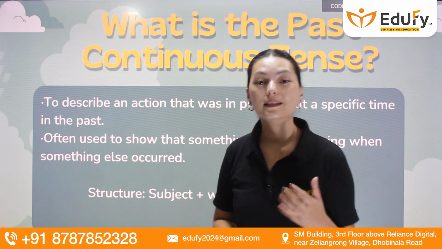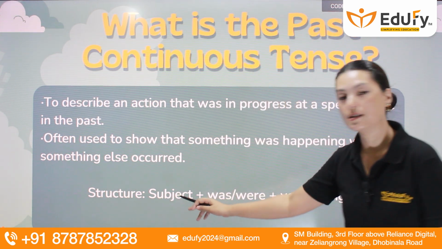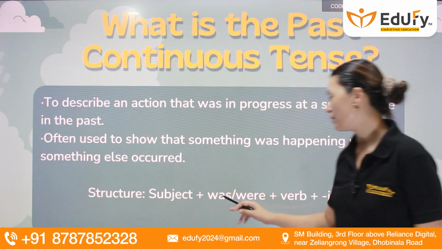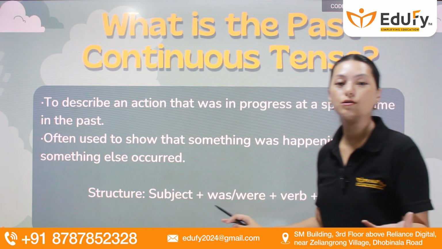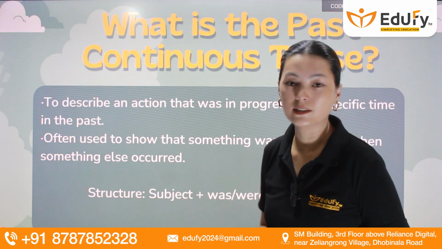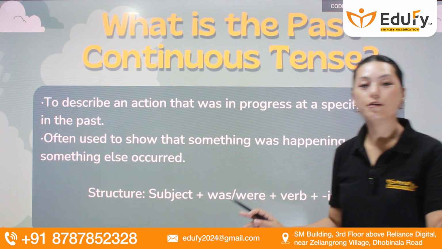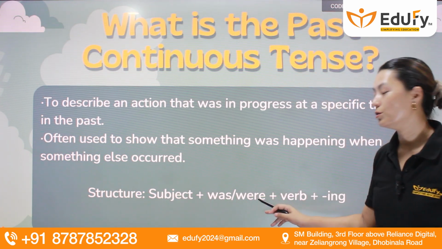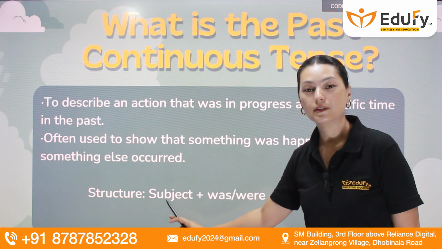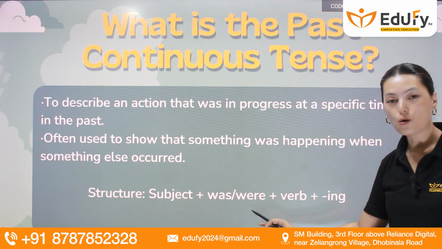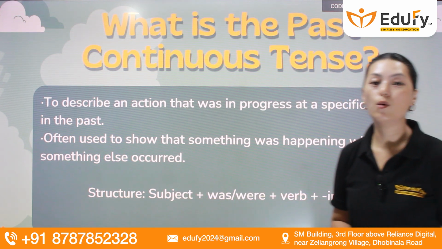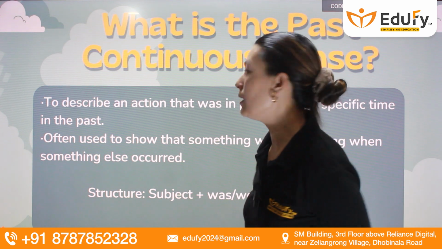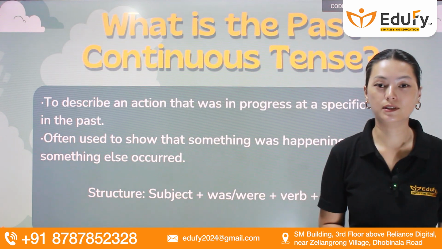So therefore, in this type of tense, we use the subject plus the auxiliary verb was or were. According to the singularity or plurality of the subject, we use was or were. If the subject is singular, we use was. If the subject is plural, we use were. Therefore, we have the subject plus was or were, and then the verb in what form? Ing form. Mainly because it is a continuous tense.